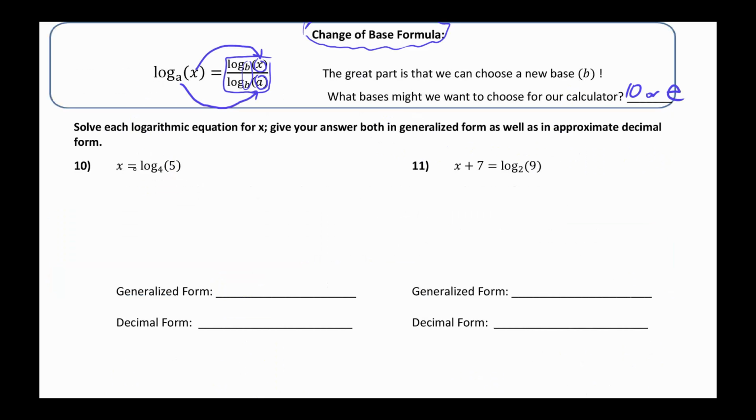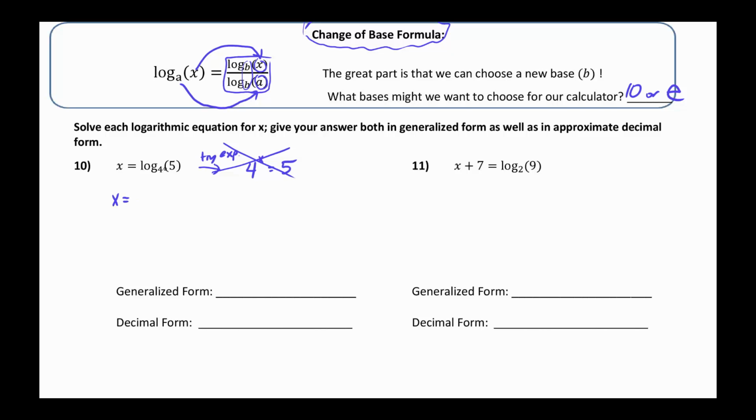Number 10, it says x equals log base 4 of 5. So I want to just do the change of base formula, because if I tried exponential form, it would look like this: 4 to the x equals 5. Now, I don't know if we can get a 5 by multiplying 4s. It's not going to be a whole number. It's not 4 to the first, it's not 4 to the second, nothing like that. So unfortunately, exponential form won't work. Change of base formula will, however, work.